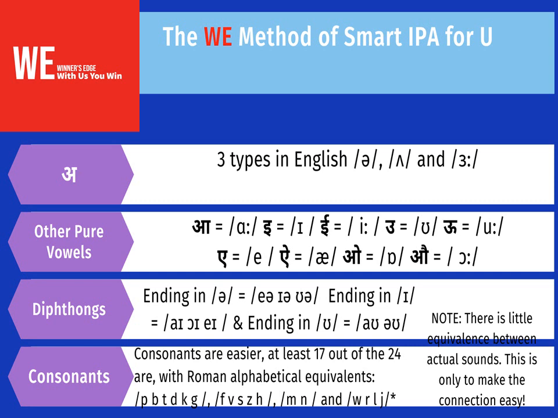Consonants are much easier to remember. 17 out of 24, you already know them. Only one here is going to cause a problem because it looks like J and it's pronounced like a Y sound. So I put a star mark in front of it, at the end, the Y sound.